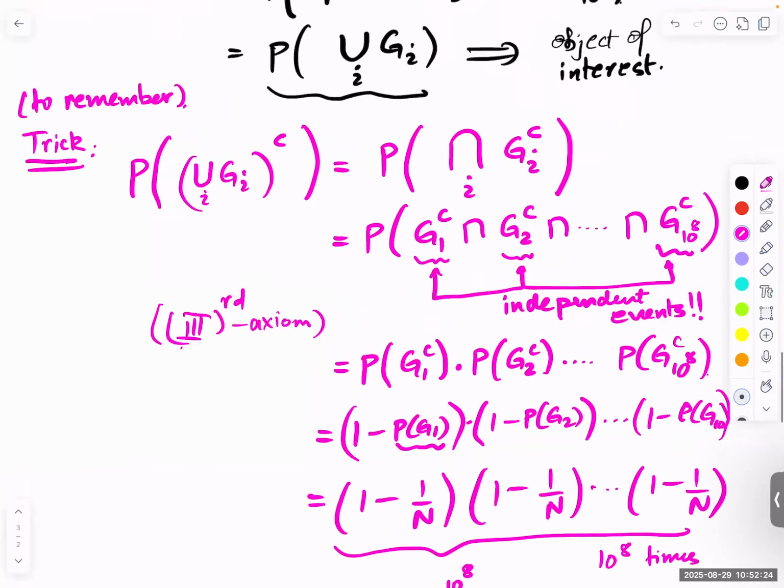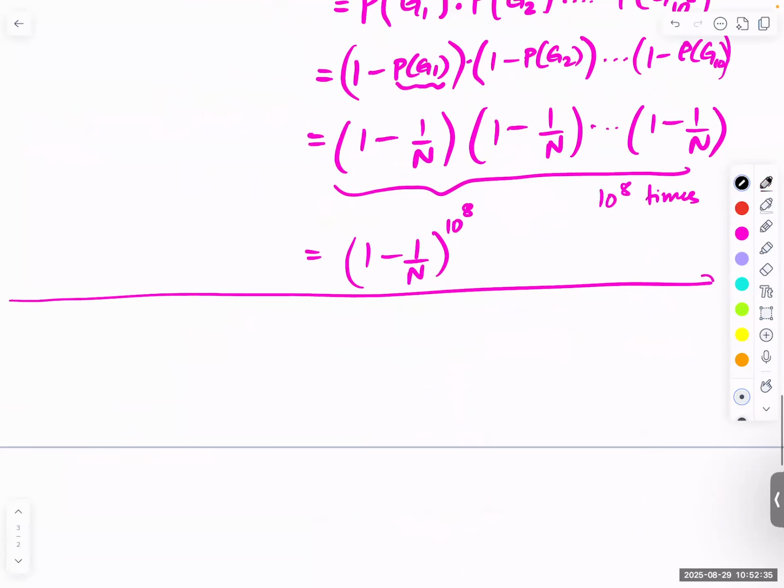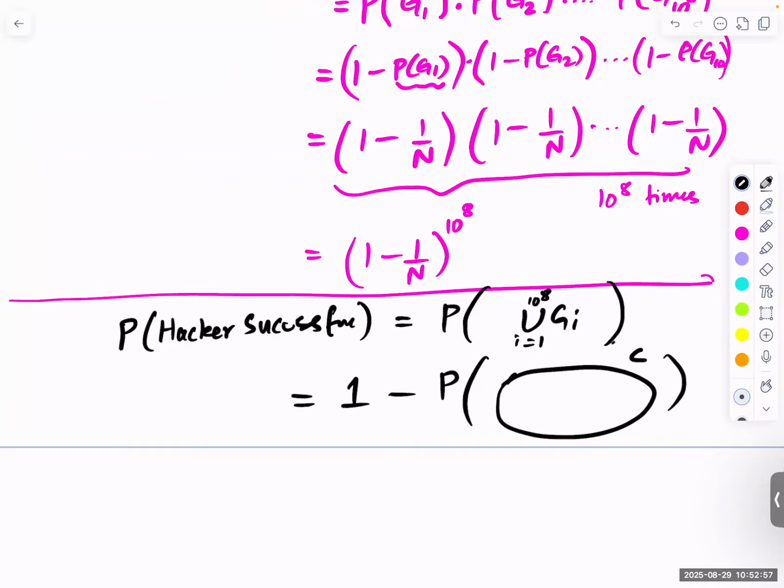So what we have found so far is the probability of the complement of the union. What were we interested in? We were interested in the probability of the union. Well, now we are in good shape. We know the probability of the hacker being successful was the probability of the union of the G sub I's, I going from 1 to 10 raised to power 8, right? This is 1 minus the probability of the complement of this event, union G sub I, I going from 1 to 10 raised to power 8.